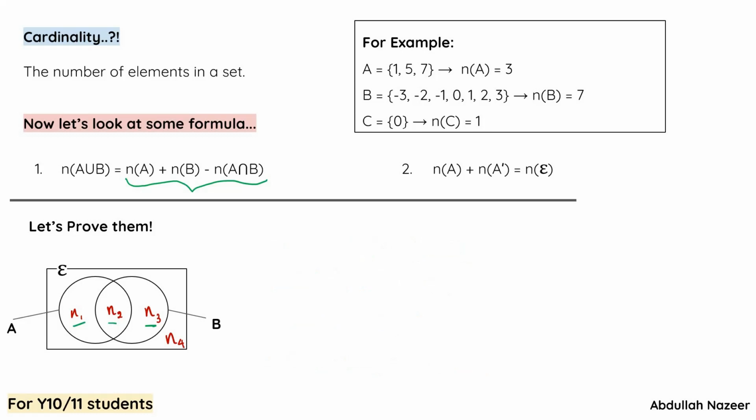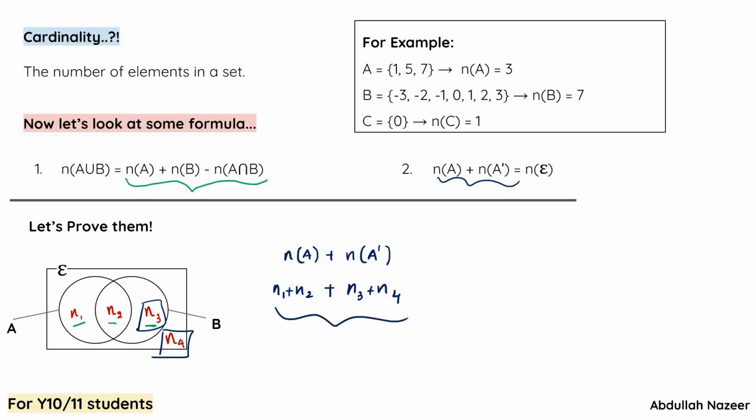So we're going to do the same. We're going to take one side, which is the left hand side this time, N(A) plus N(A complement). So we know the number of elements inside A is n1 and n2. So n1 plus n2 plus, and the number of elements that are outside A are n3 and n4, because A complement literally means everything except A. So that is going to be n3 and n4. And we can clearly see what we are doing here. We are adding everything there is within the rectangle. We are adding n1, n2, n3, n4. We are adding everything that belongs to the universal set. So this is N(universal set), everything that is there in the universal set.